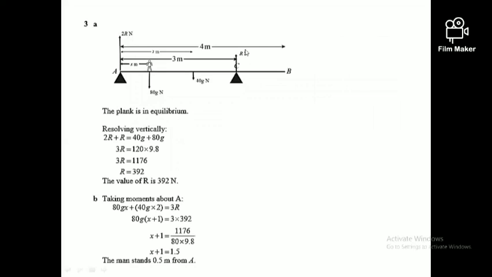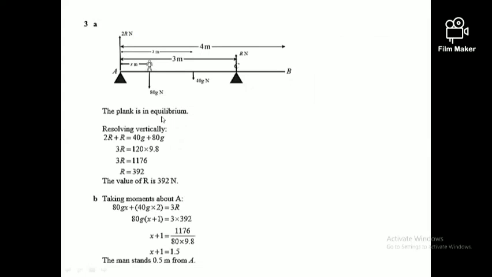As I mentioned, here the reaction is R and here the reaction is 2R, right? I will assume the man is standing at a distance of x meters. His weight is 80g, 80 times the gravitational constant. Here the length is 2 meters since this is a uniform rod, so the other length of 1 meter is already mentioned over here.